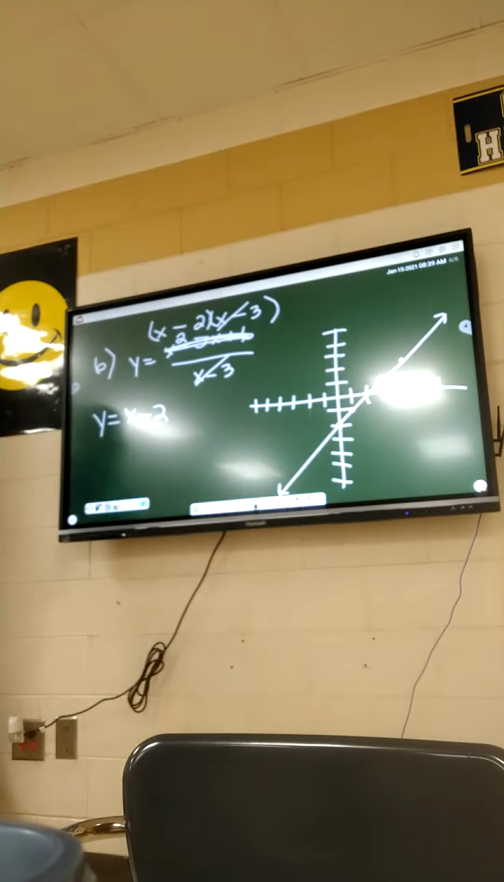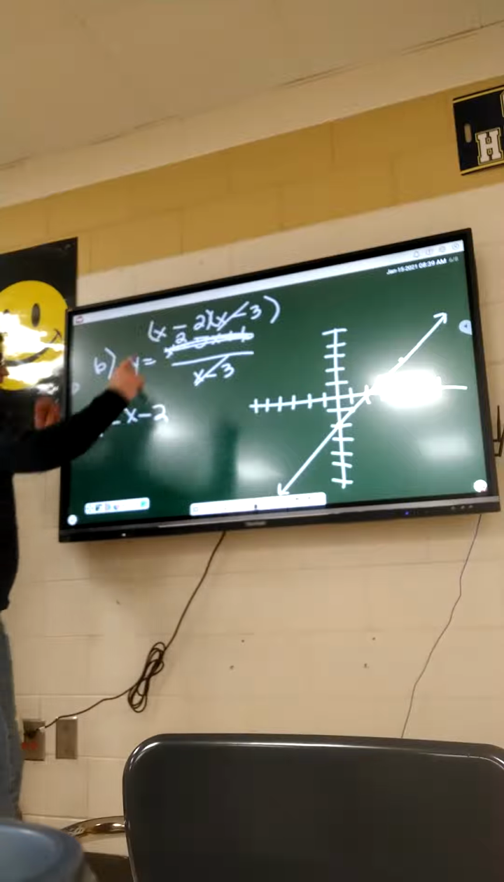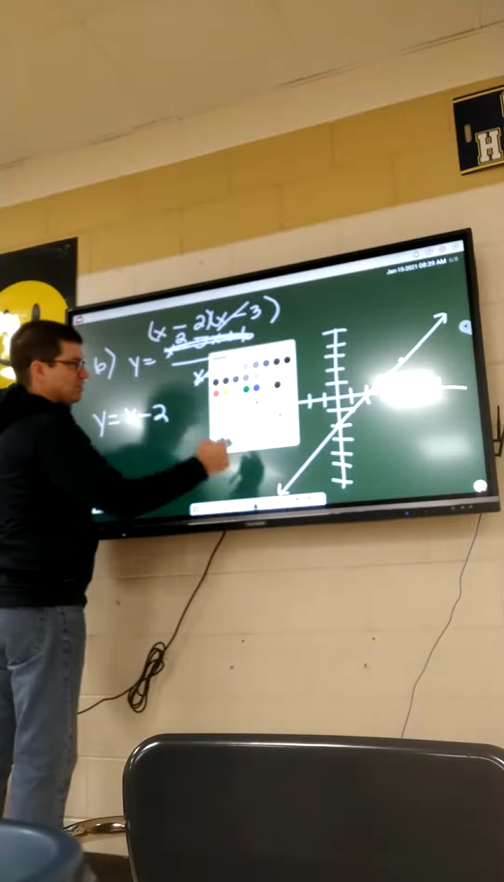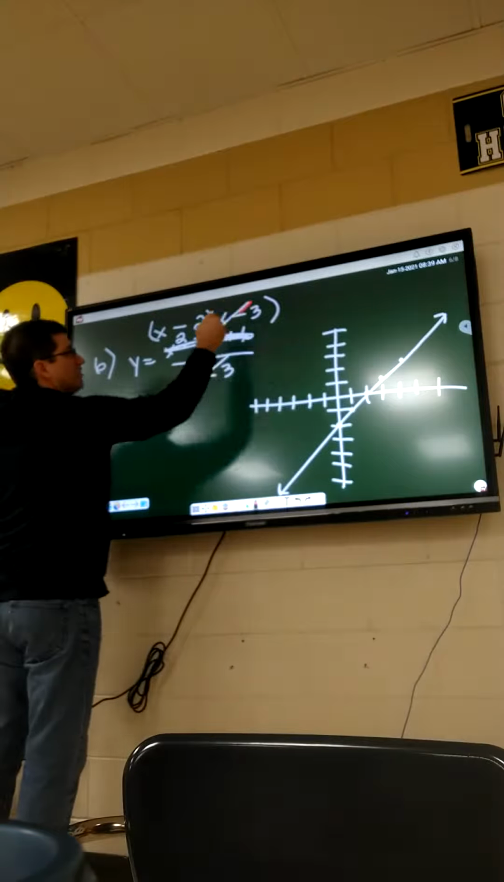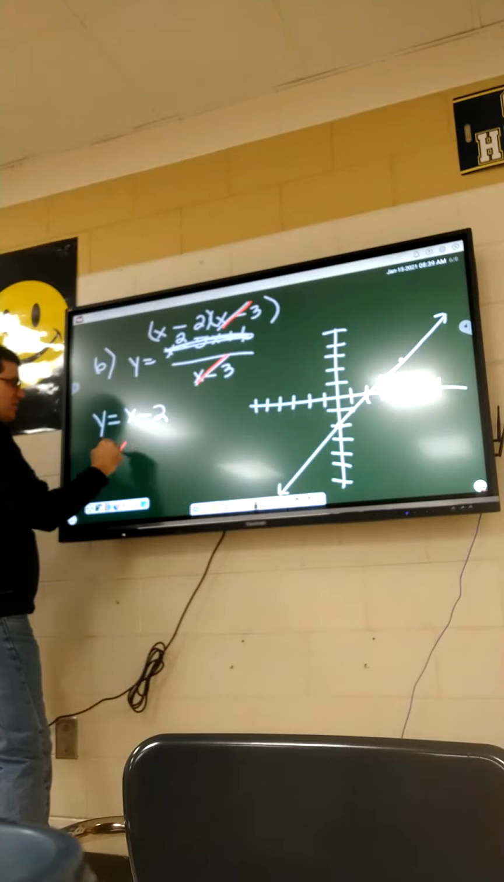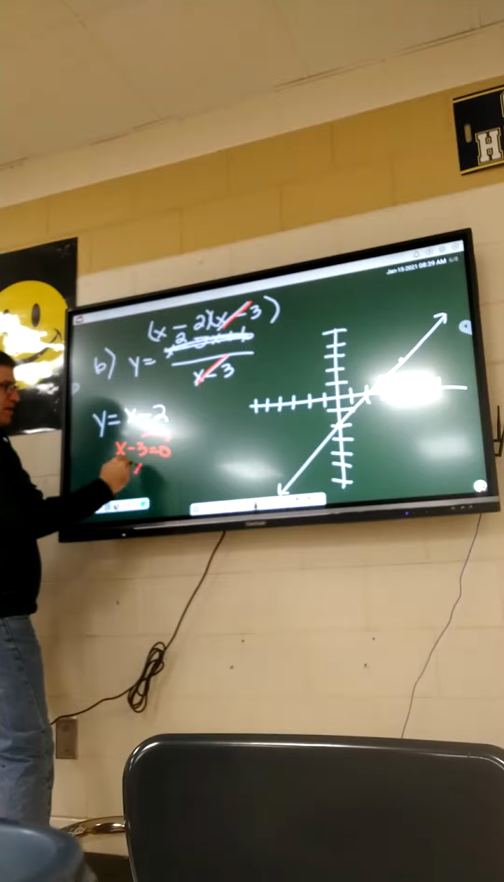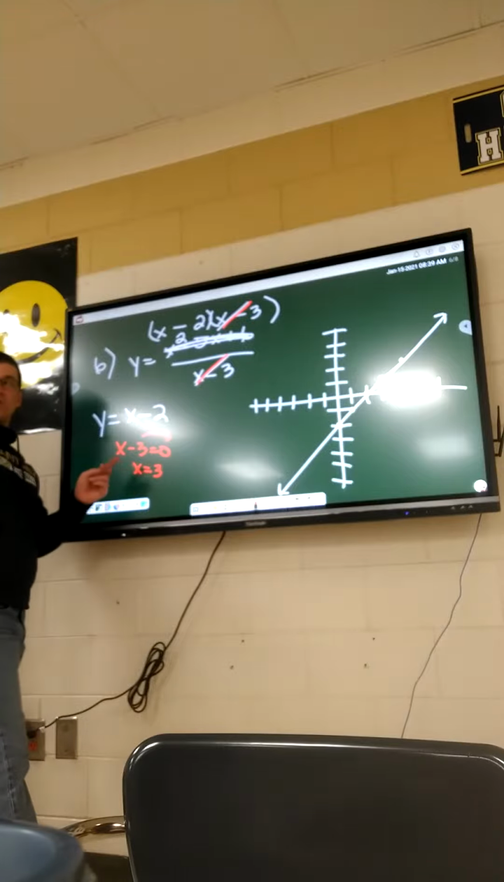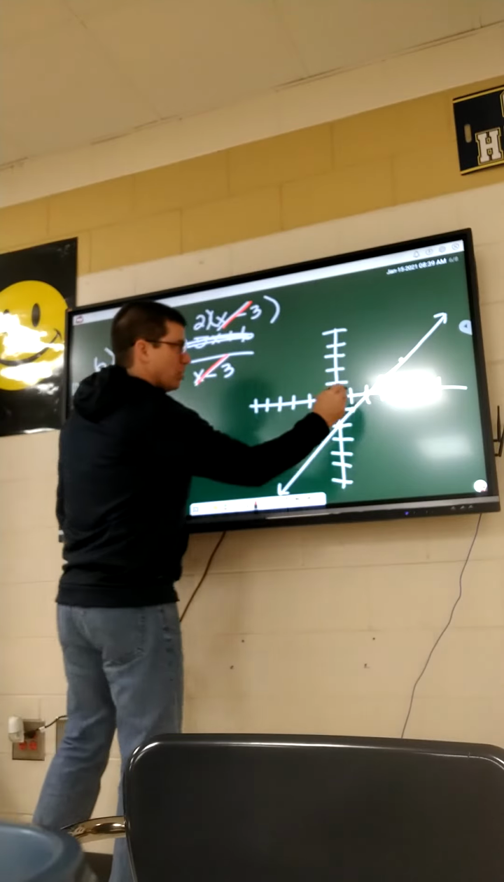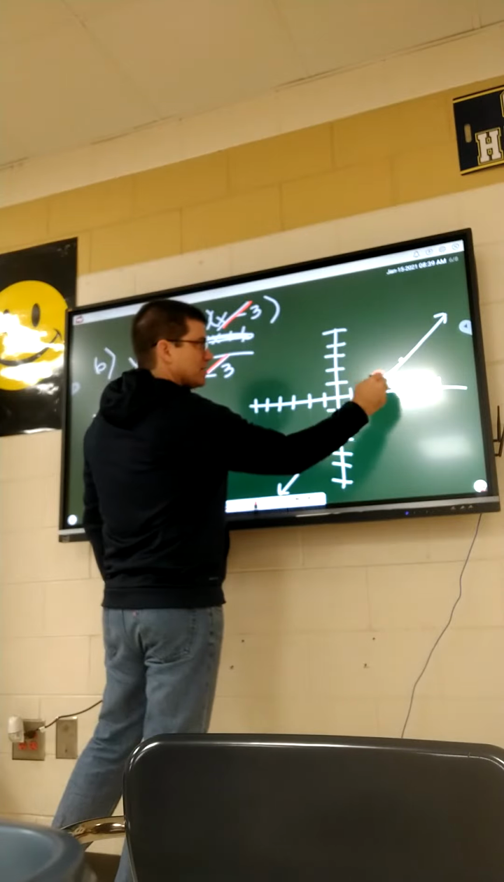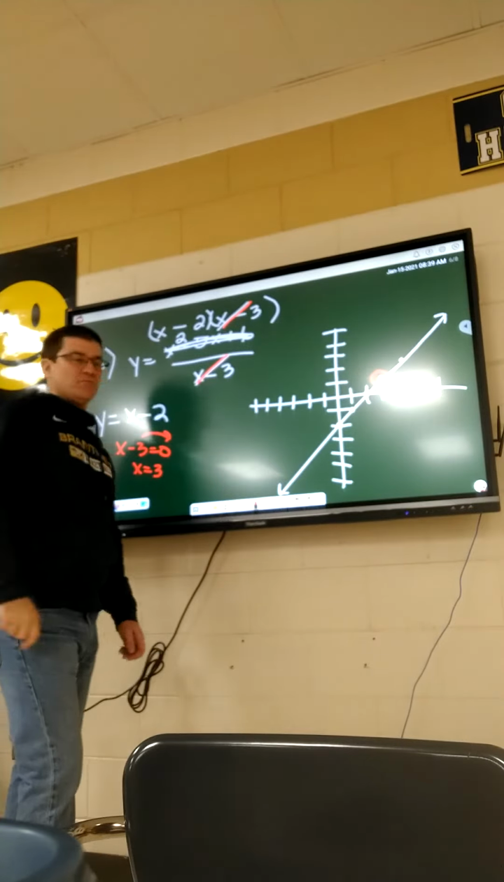Now we've got to find where the hole is. So, what did we do to find where the hole was on the last problem? All right, good. The hole's going to be whatever you crossed out. And since I crossed out x minus 3, I write it down. I move minus 3 over and make it a positive 3. So I go to 3 on the x-axis, 1, 2, 3, follow it up to where it hits my line, that's going to be my hole.